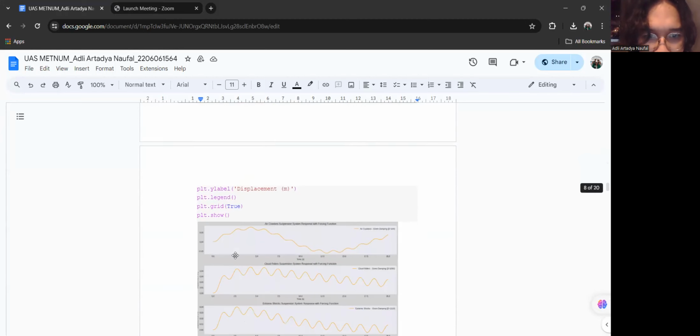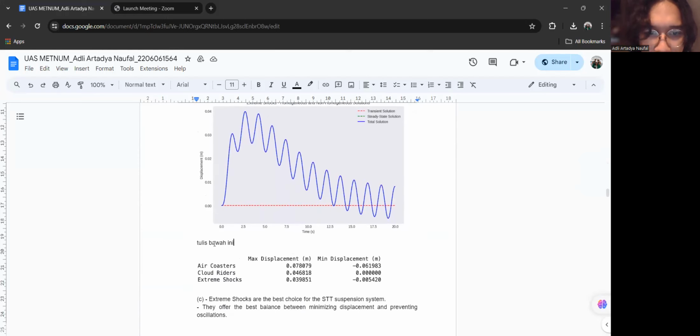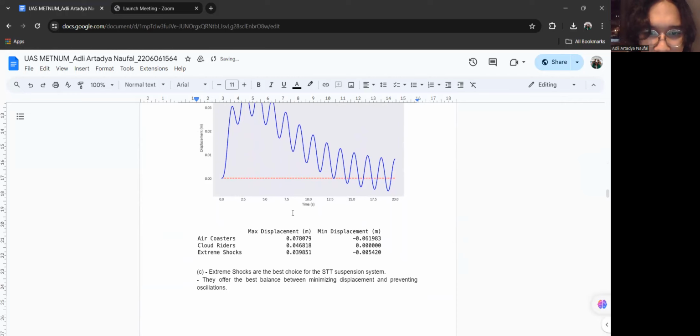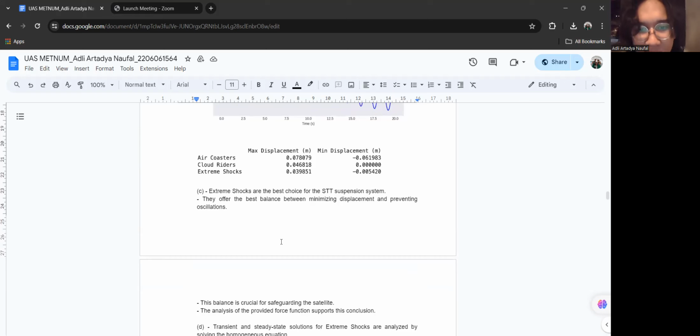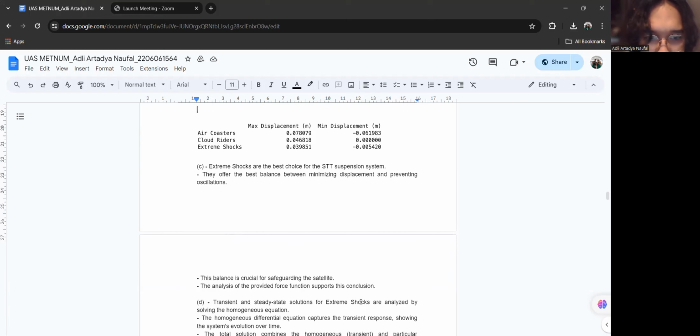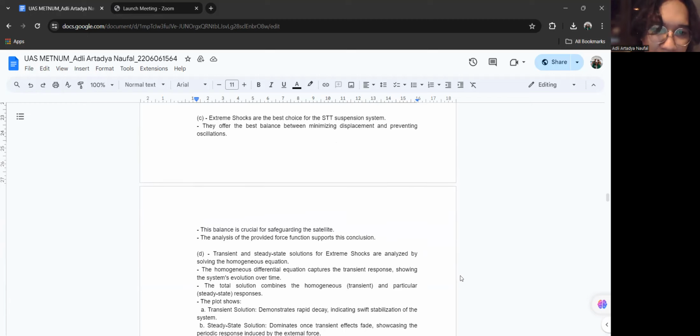From this Python code, we get this data, and this is the result of the code. To answer C, from the data, we get that extreme shocks are the best choice for STT suspension because they offer the best balance between minimizing displacement and preventing oscillation. This balance is crucial for safeguarding the satellite, and the analysis of the provided force function supports this conclusion.